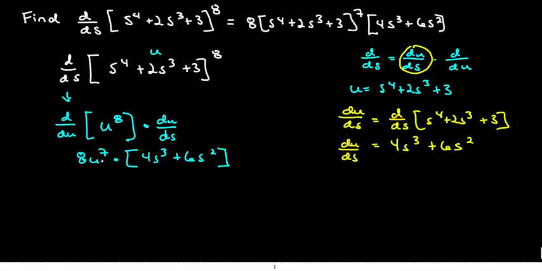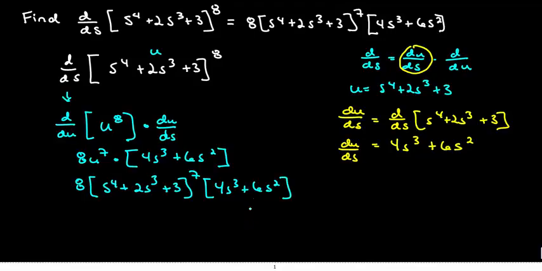Now, u is equal to this right here, so let's plug that in. So this is 8 times the quantity s to the fourth plus 2s to the third plus 3, still raised to the 7th power, and times 4s to the third plus 6s squared. And so that's where this comes from: it's this change here, the multiplication of this differential and this operator.